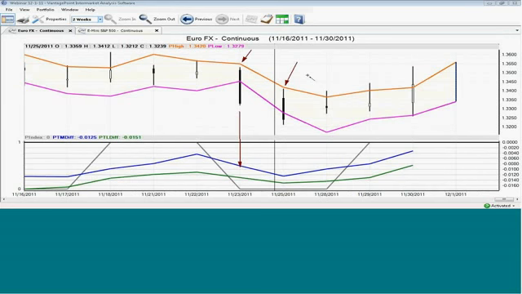So one of the reasons for sticking fairly closely to that predicted high for entering the market is that you don't want that risk factor to increase so that it could take you out of a chunk of your money if you happen to be wrong.